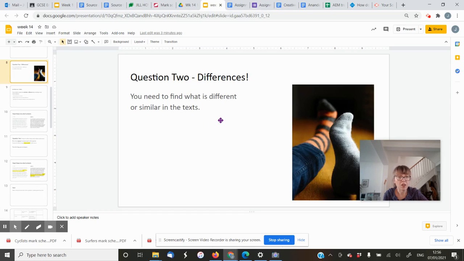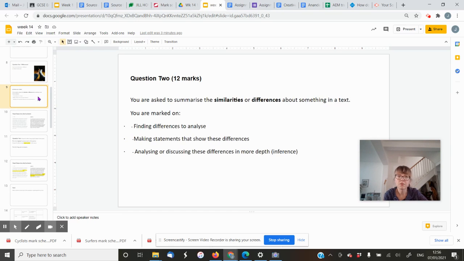So for question 2, you are asked to find either similarities or differences in the text. More often than not differences, but can be similarities as well. So you're going to find things that are different in both of the texts and compare them. This question is worth 12 marks.